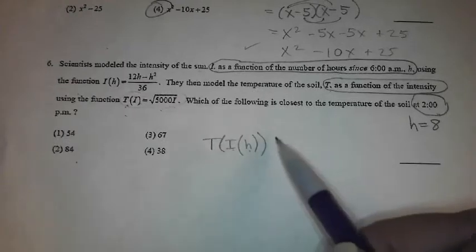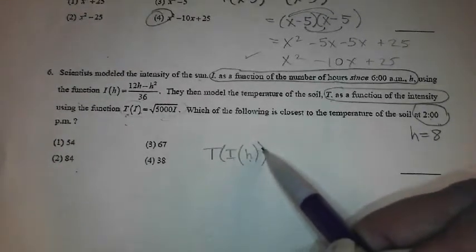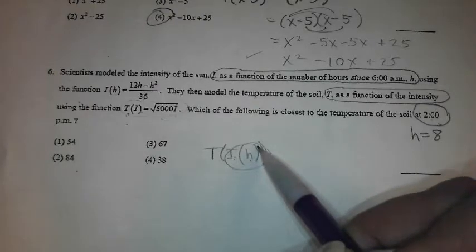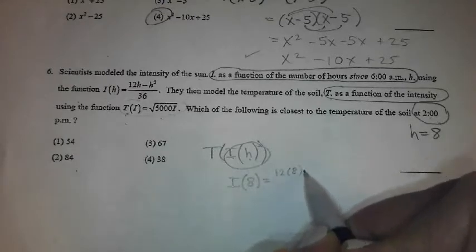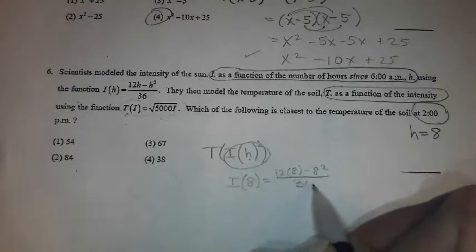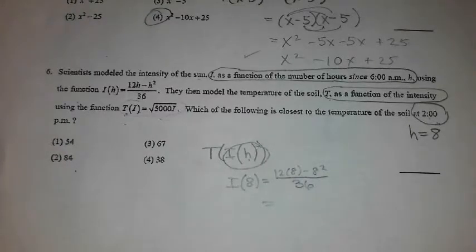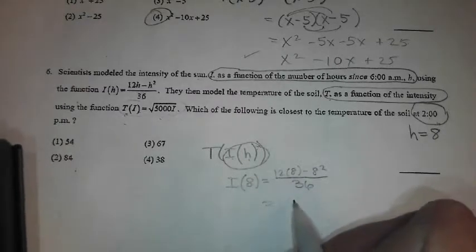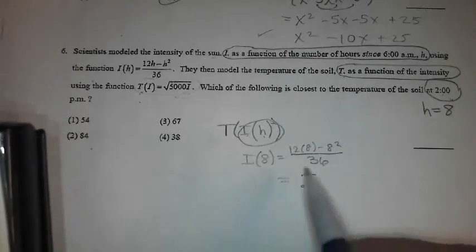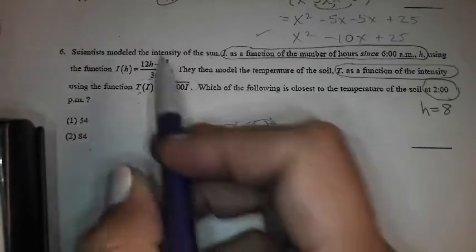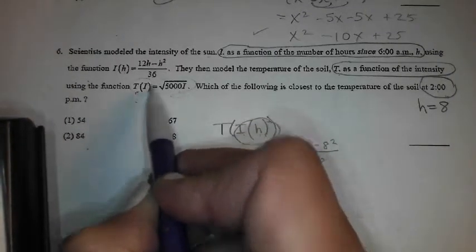So I'm going to work inside out. I'm going to use that H of 8 to find the intensity at the 8th hour. So I at the 8th hour, and you definitely need your calculators for this. (12 times 8 minus 8 squared). Get that numerator and then divide that by 36. I get... Ooh. It's a really long decimal, right? 0.8 repeating. But then that's my intensity, and then I can now find my temperature by plugging in that intensity.